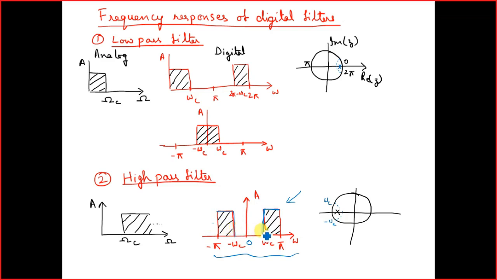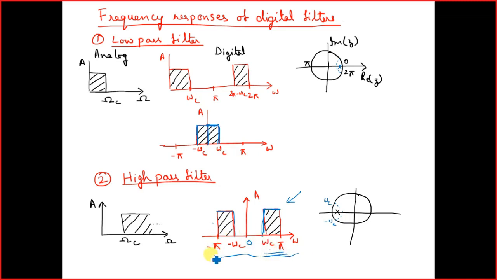Just like over here, if you look at the low pass filter, from 0 to omega c we have the response of the low pass filter, but when we discuss the digital filter, it has a mirror effect in the region of minus omega c to 0. Similarly over here, if you look at the high pass filter in the digital domain, we have omega c, which extends up to pi.